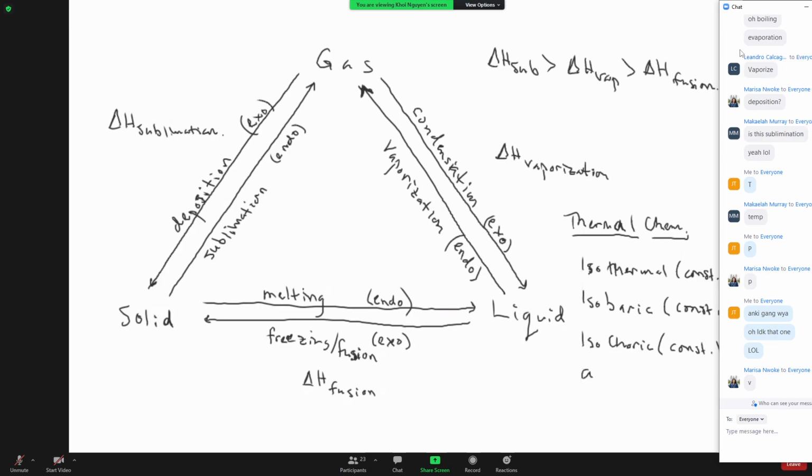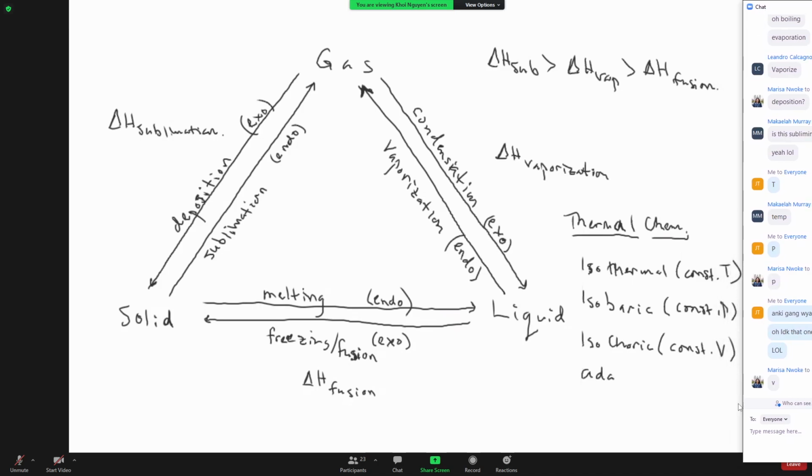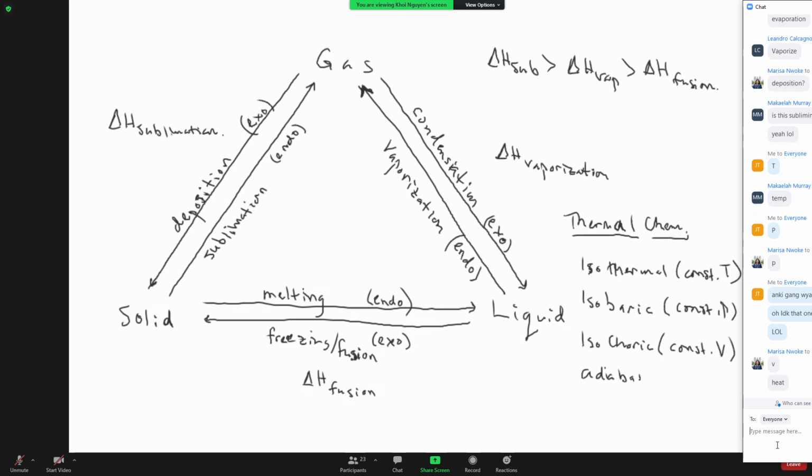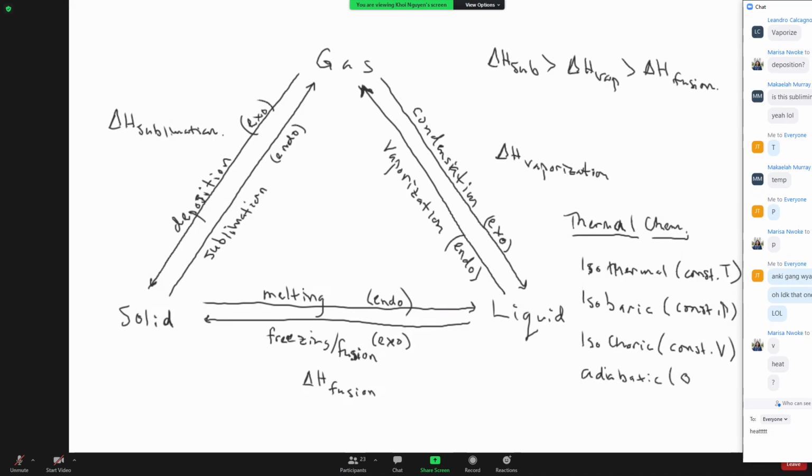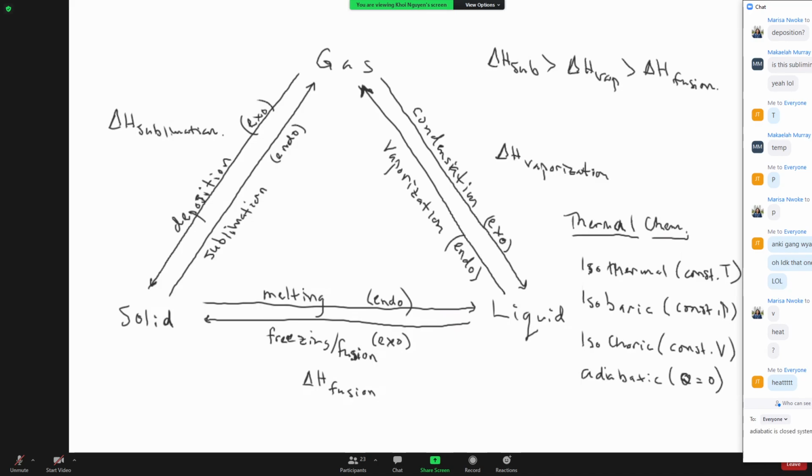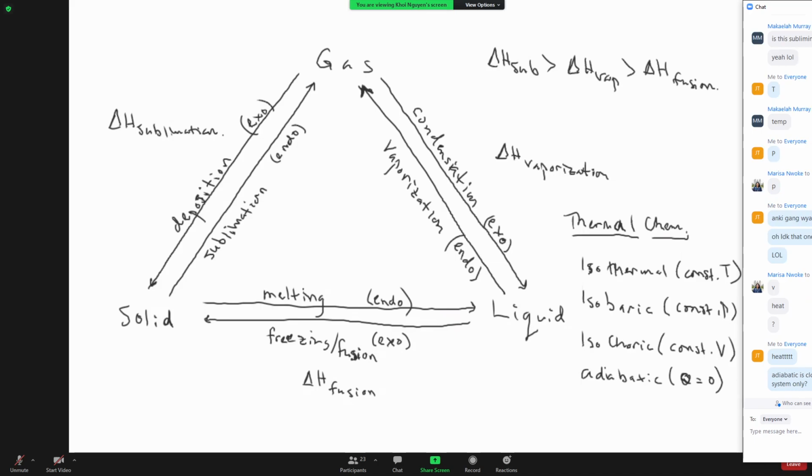And adiabatic. Heat loss is 0. So no heat loss. Heat is constant in your system. Okay? Cool. So everyone still remembers their thermal chemistry terms and thermodynamics terms that we talked about.